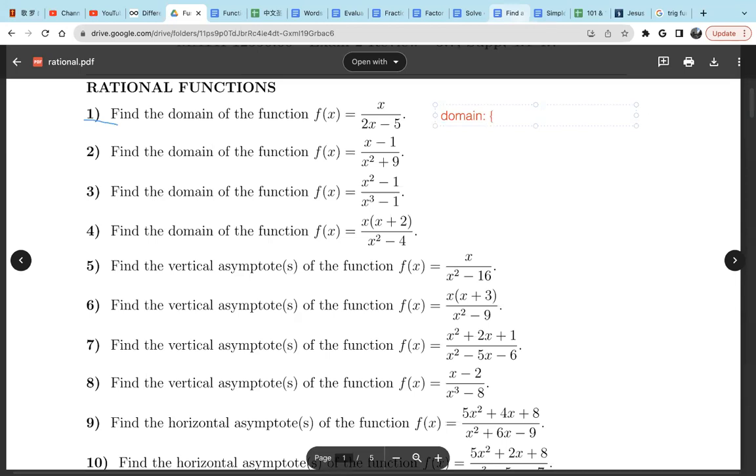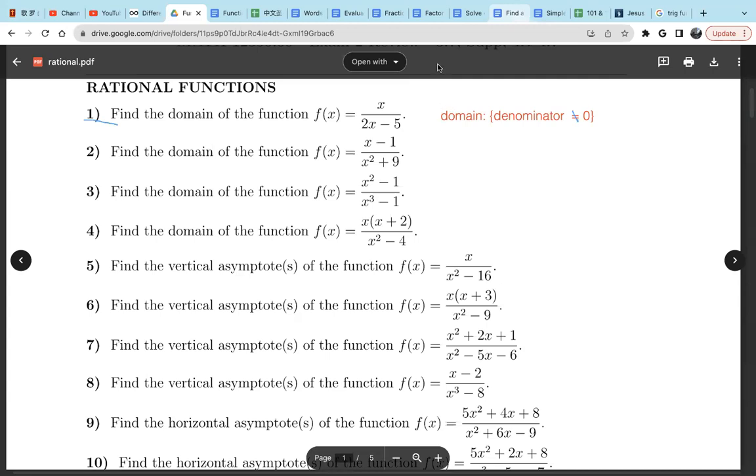So what do we do? We basically take the denominator and we set it not equal to 0. Okay, denominator not equal to 0. And then we write equal to 0, then I put a slash through this equal sign to say, okay, not equal to 0.